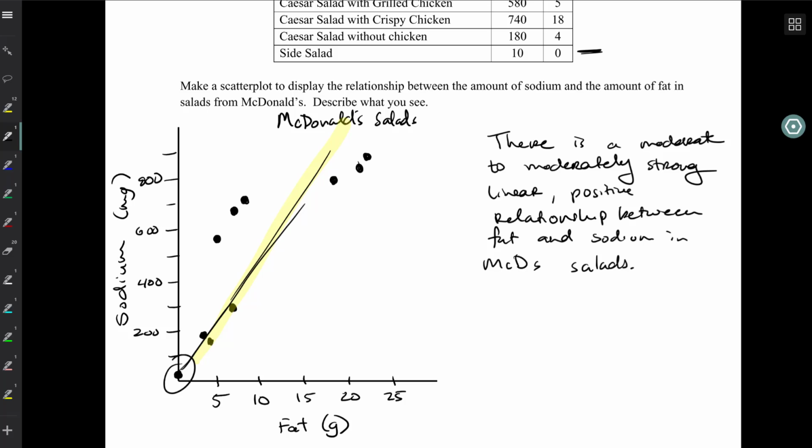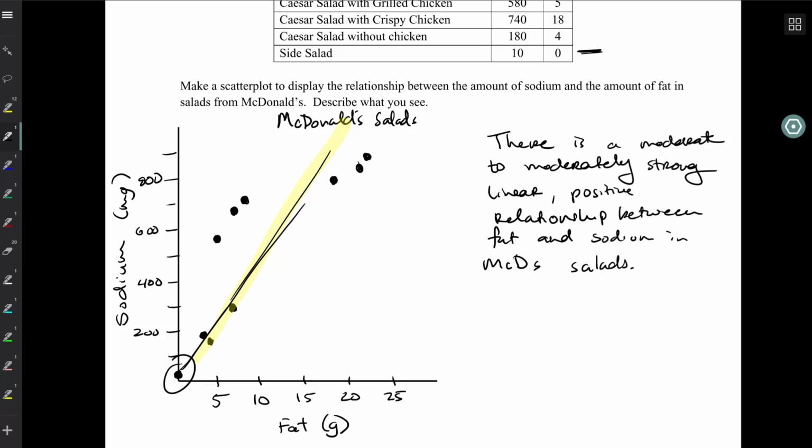If I had a salad that was, say, 200 milligrams of sodium and 23 grams of fat, then that's going to drastically change the nature of the relationship. That would bring the strength of this relationship down considerably. But we don't have that. With this side salad that's 10 milligrams sodium and 0 grams of fat, it's not changing the strength of our relationship. An influential point is something that will change the strength or direction of our relationship between these two variables.